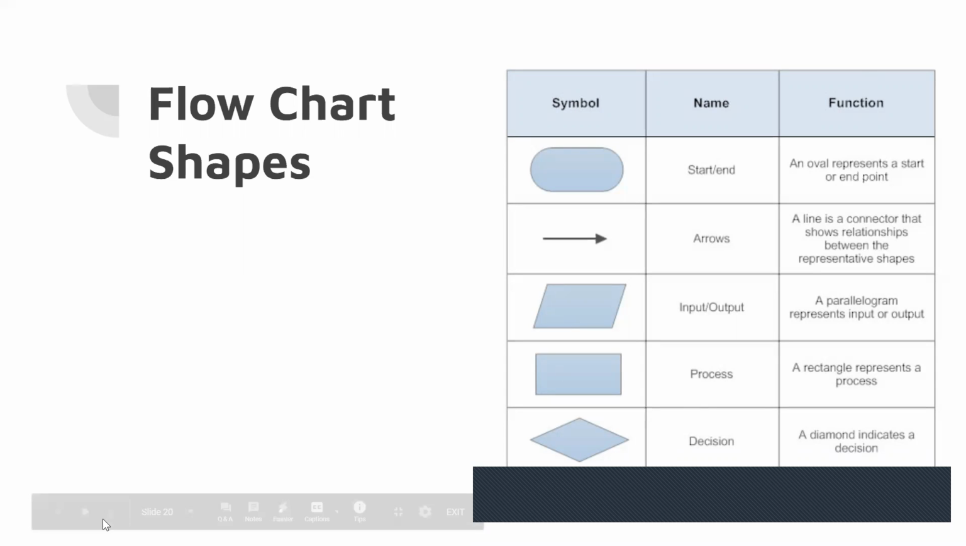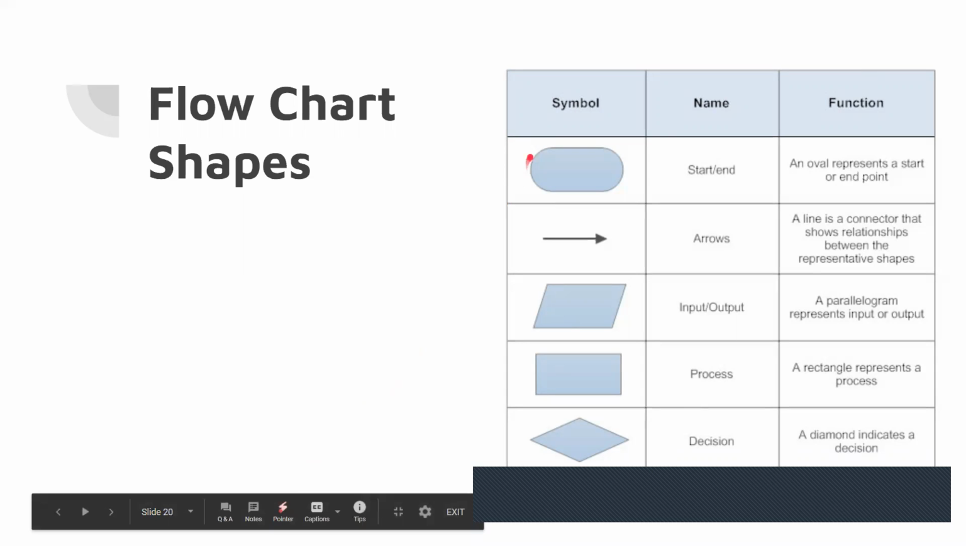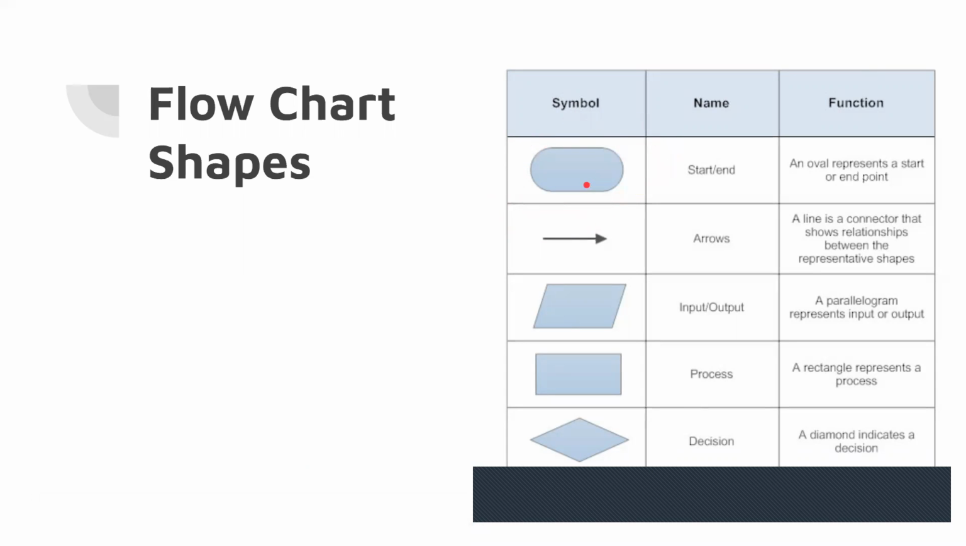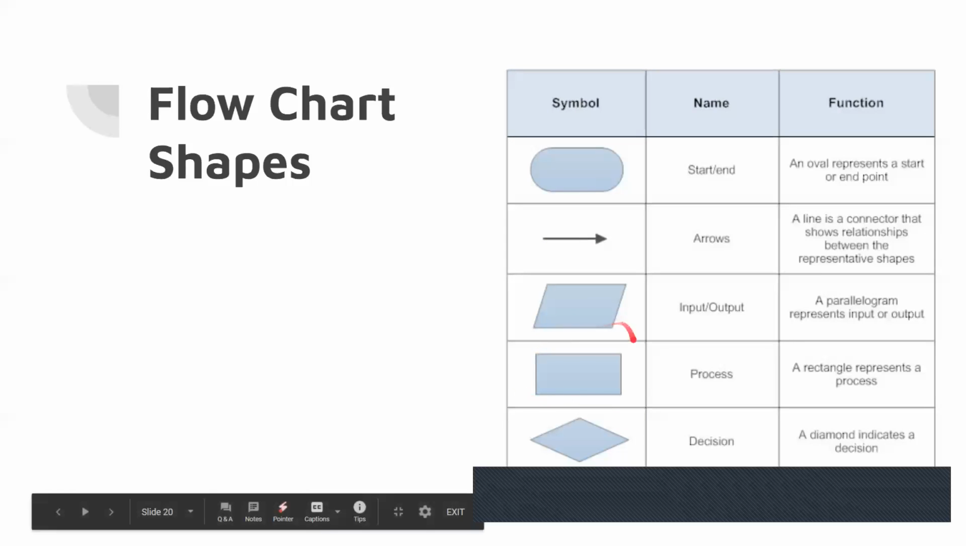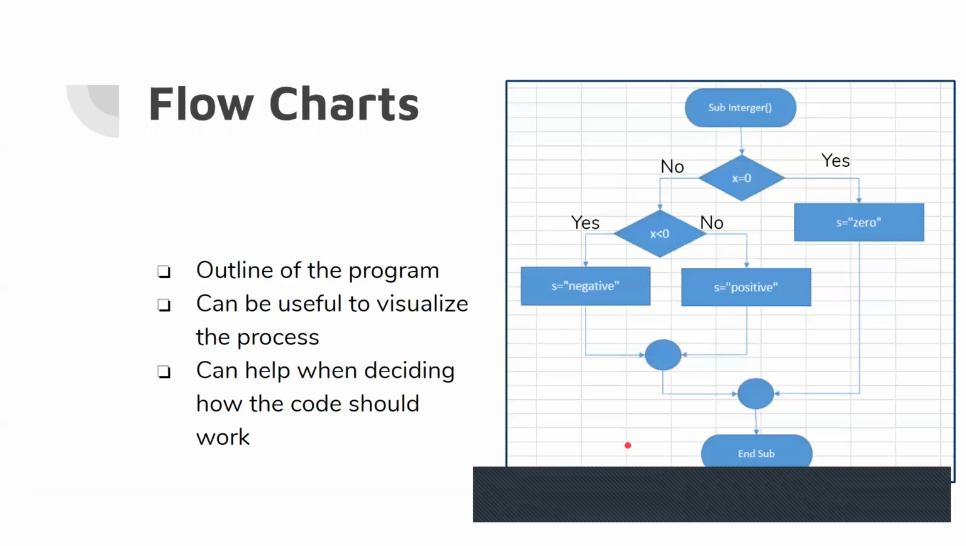So we have a few shapes. The oval right here, you use to start and end a program roadmap. Arrows are the paths. They just connect the nodes. Parallelograms are input and output. So when you write to a cell or read a cell, the value in there. Rectangles are a process, and then diamonds are decisions. So let's look at what that would look like all together.